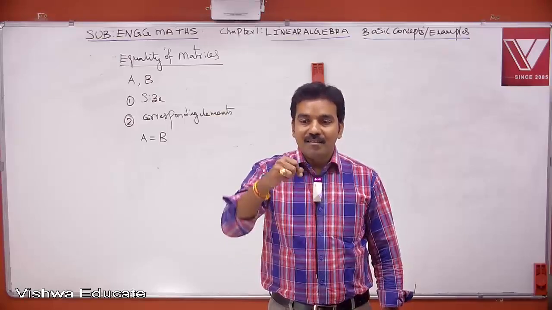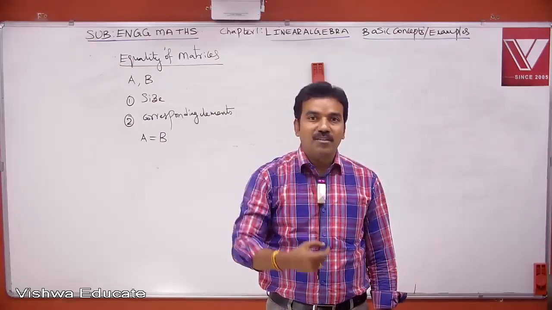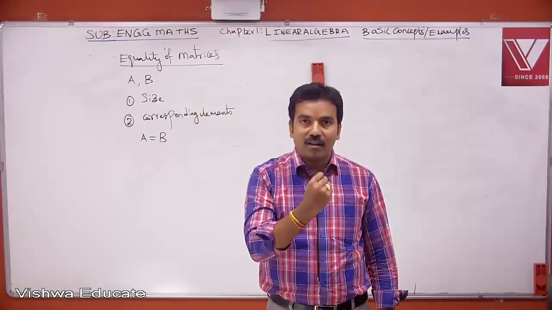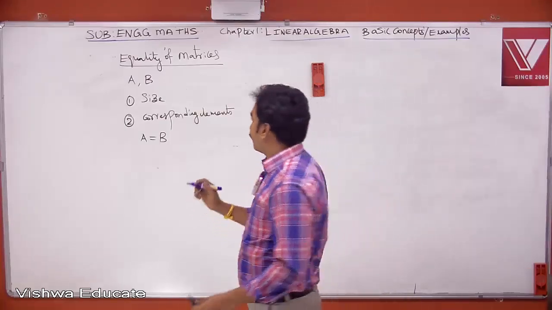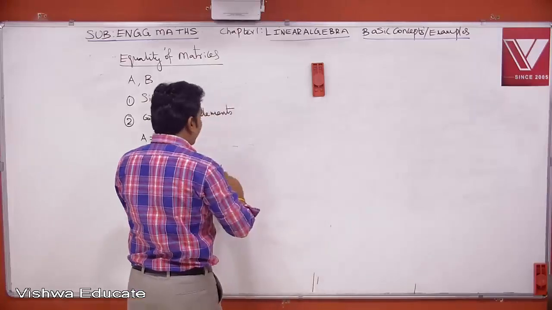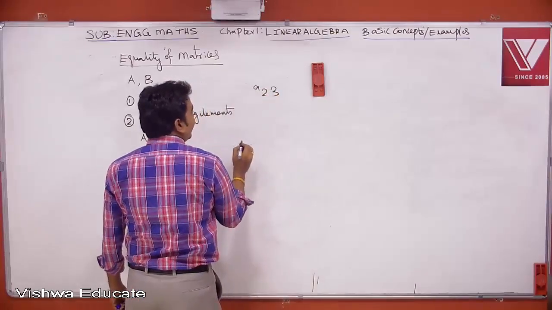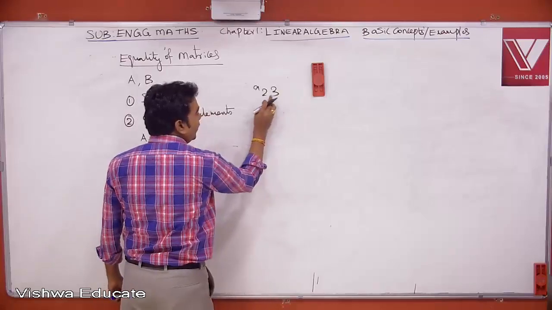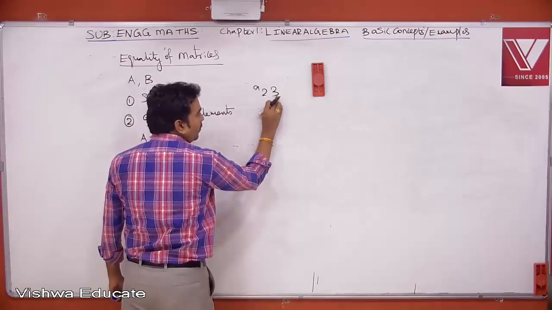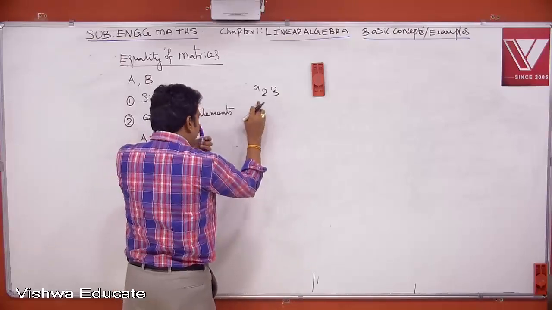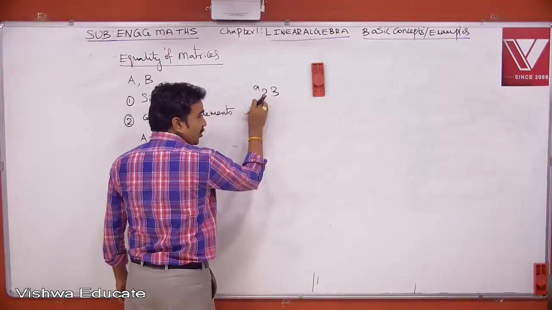If you ask me in which position this element is, that means in which row and which column this element is available, I can use one particular notation. Suppose I follow this notation, for example, A2,3. What does it mean? This is the third element in the second row.